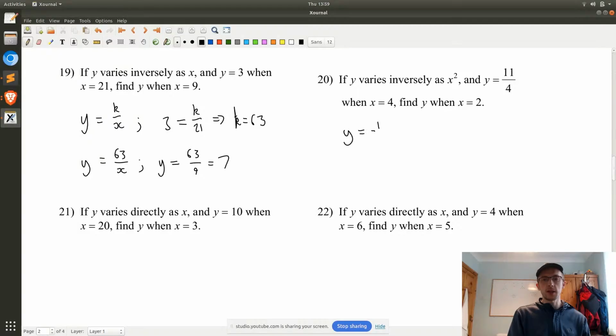y varies inversely with x squared, y equals k over x squared. And y is equal to 11/4 when x is equal to 4. So 11/4 equals k over 4 squared. 4 squared is 16, write that. And now to find k, that's 11 over 4 times 16. So that's 16 times 11 over 4. 16 and 4 cancel, so it's really 4 times 11, so k is equal to 44. And we need to find y when x is equal to 2. So rewrite the original.